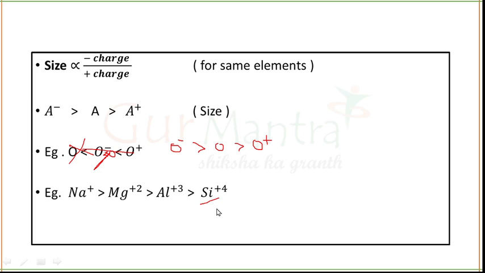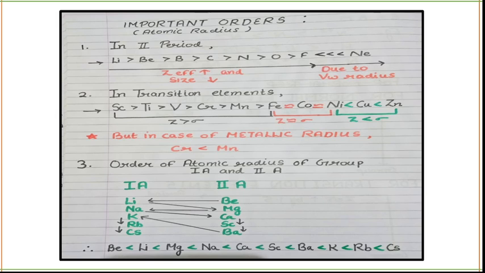In the next example, as you know, we have been asked about the order of size. Basically, the order of size will follow this trend and the size of Si plus 4 will be smaller, because size is inversely proportional to the positive charge. As you increase the positive charge, the size will decrease.